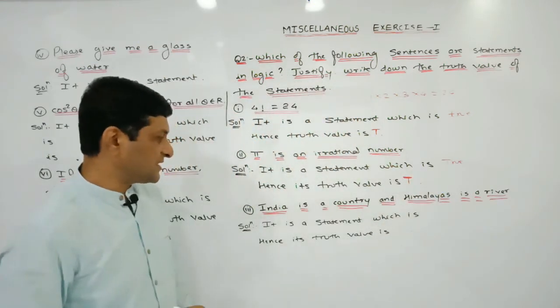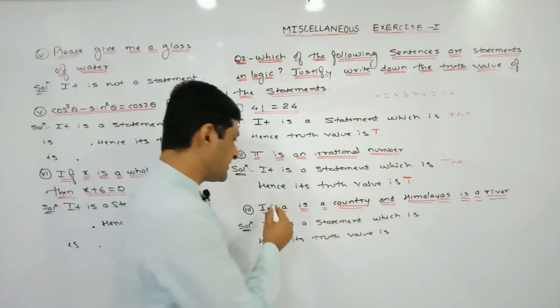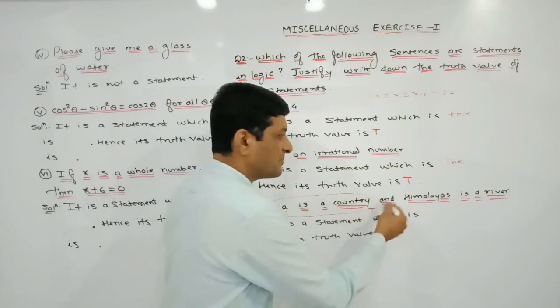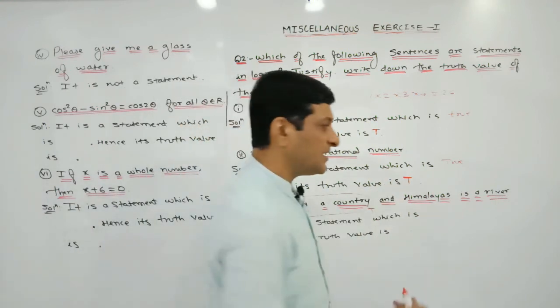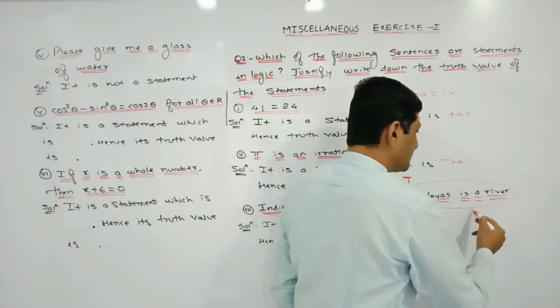Now observe the third sentence. India is a country. Yes, India is a country. It is the true part, which means the first part is true, and the second part is connected by what? And. Himalaya is a river. So we know that Himalaya is nothing but a mountain. It is not a river. So the second part is false.